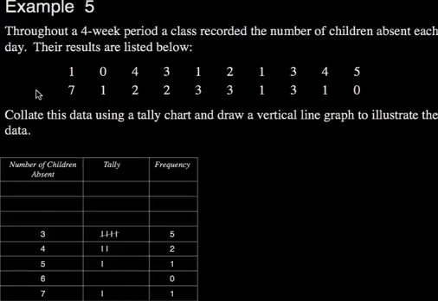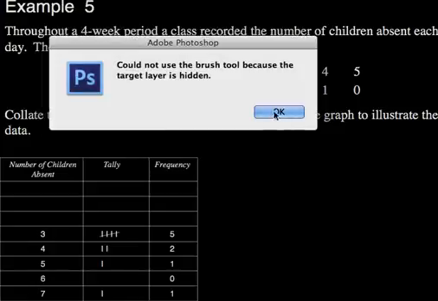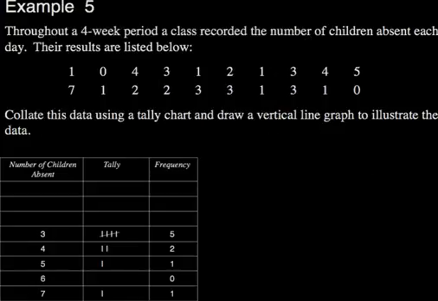In this example, over a 4-week period, a class recorded the number of children absent each day. Again, it's a random list of numbers, and we've got to try to make sense of this in some sort of table. It says here, collate this data using a tally chart and draw a vertical line graph.